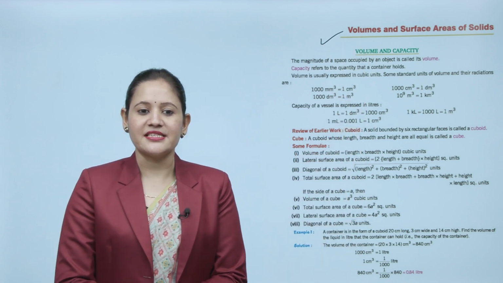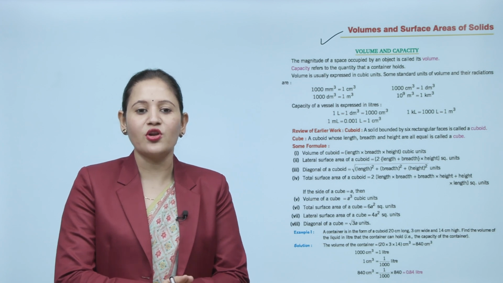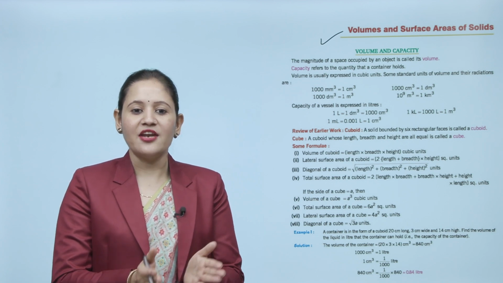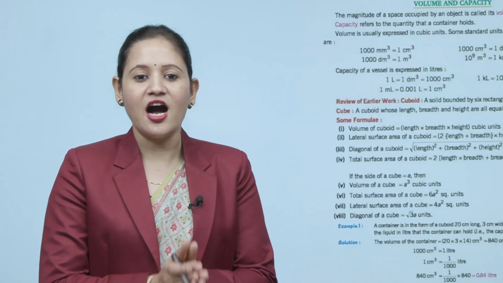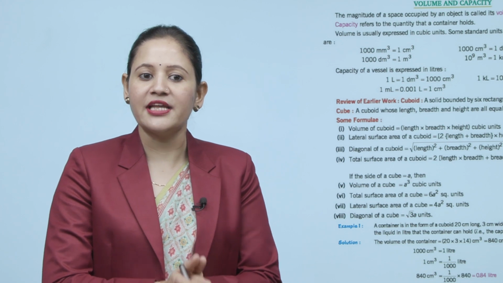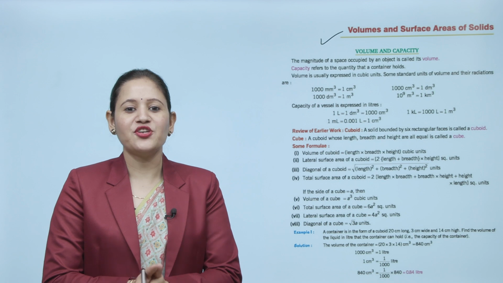Volume and capacity. The magnitude of the space occupied by an object is called the volume. It means how much space an object occupies. Capacity means how much liquid a container can hold. Volumes are usually expressed in cubic units.